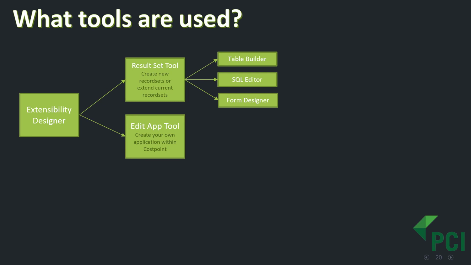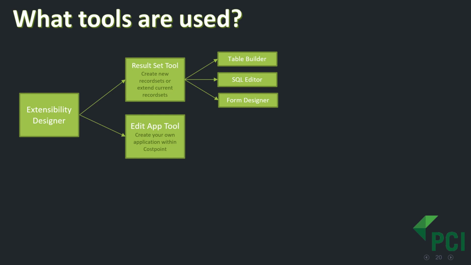The next tool is your Edit App tool. This is used to create applications within Costpoint. Now, the app tool takes all the pieces that you created in the Extensibility Designer and packages them together and assigns them to a menu item.